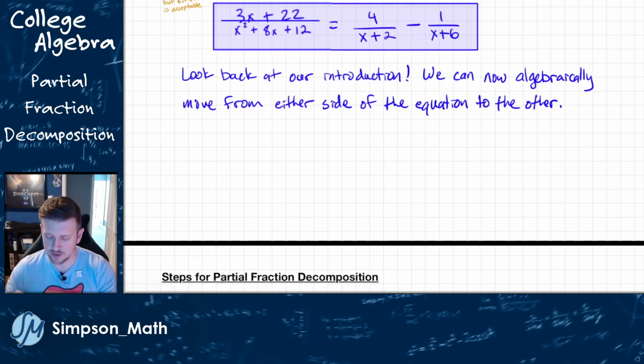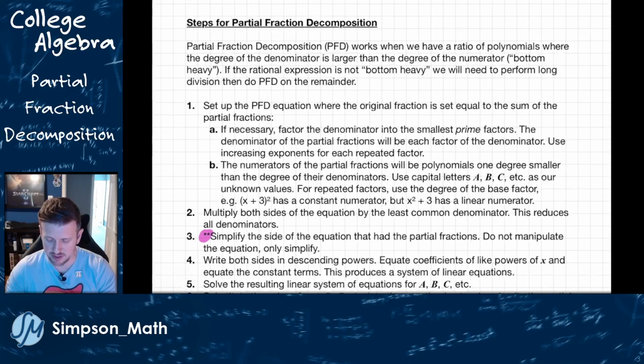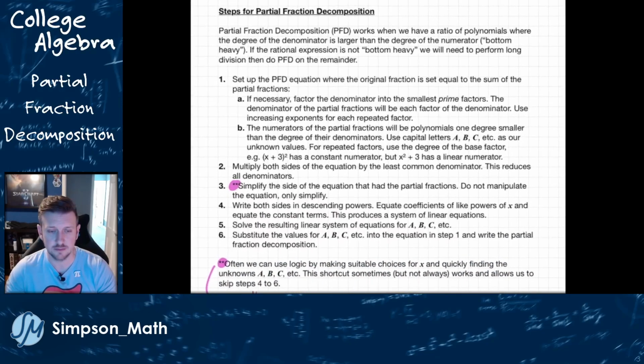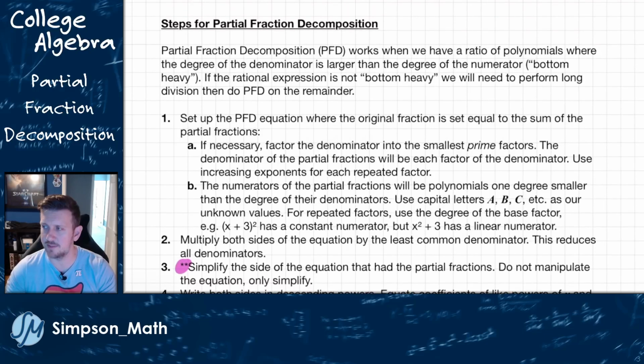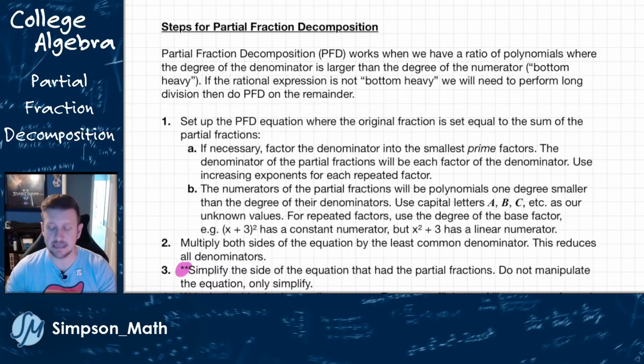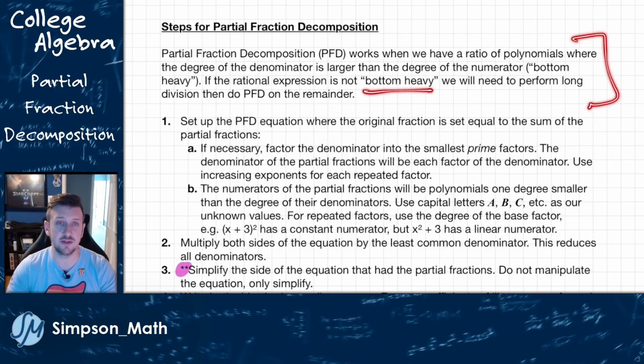All right, so here are the general directions. If you want to take a screenshot of that, feel free. I'll pause for a second so you can see the whole thing. All right, let's look at them a little bit closer just so I can make it a bit bigger for you. So one, we have this note that when we do PFD, it needs to be bottom heavy. Bottom heavy meaning the degree of the denominator is larger than the degree of the numerator. If it's not, then we'll do long division to fix that.